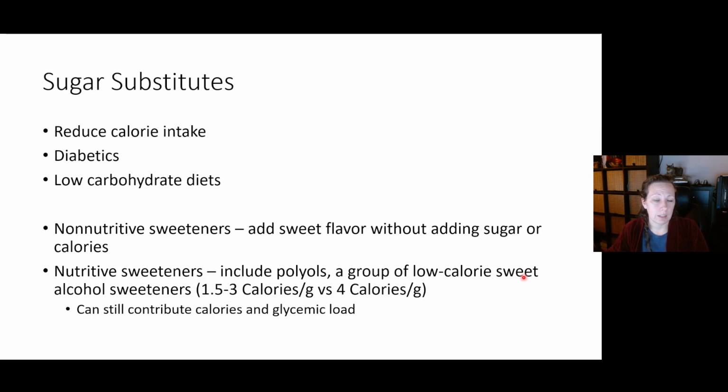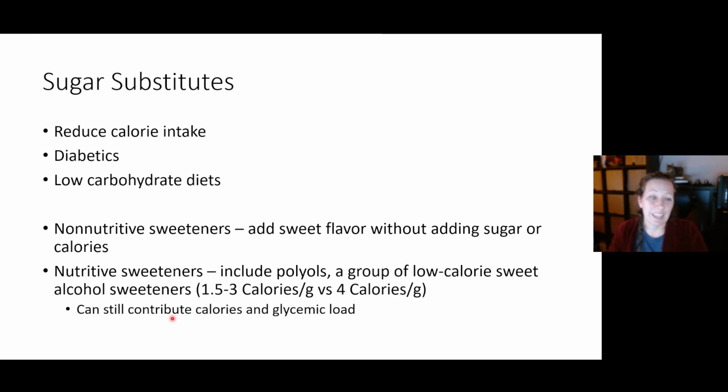The second classification of our sugar substitutes is nutritive sweeteners. And these are going to be the opposite. They do add calories, hopefully less than the sugar itself. So typically it's 1.5 to 3 calories per gram versus 4 calories per gram that is in sucrose.